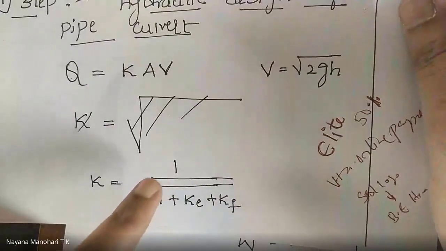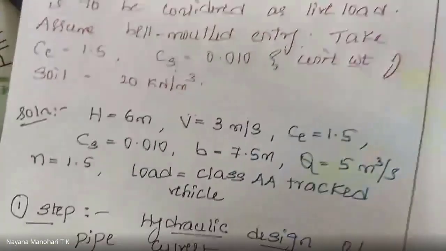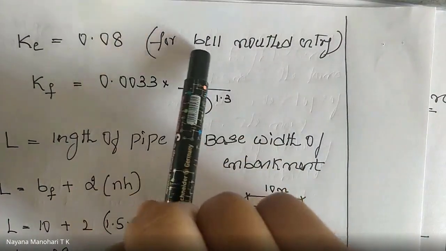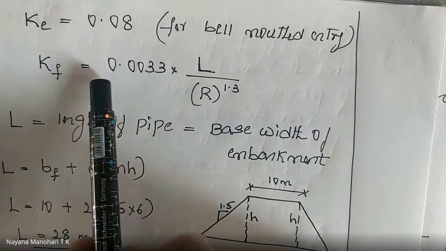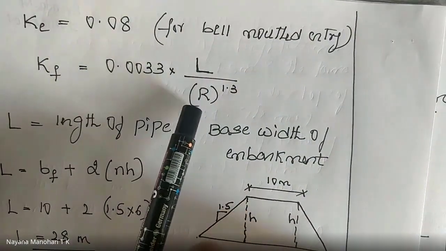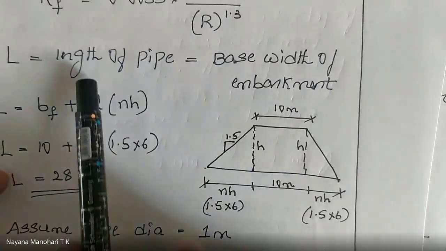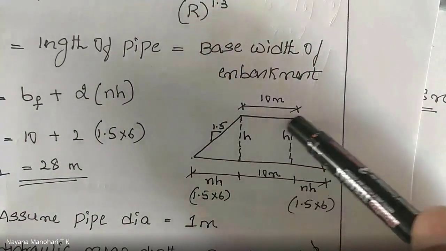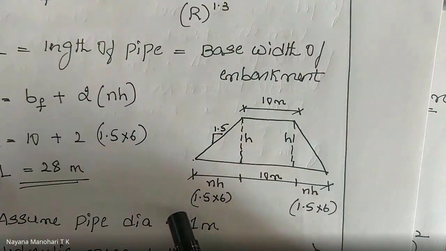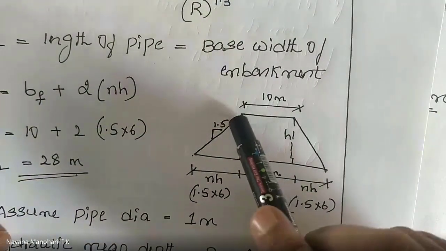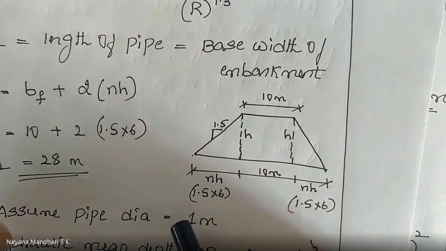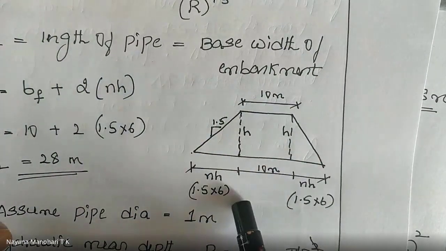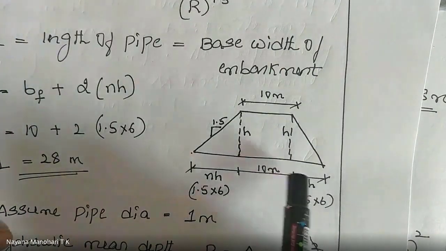K is given by 1 over square root of 1 plus KE plus KF. Here KE equal to 0.08, you need to remember that value if it is for bell mouth entry, and the KF is given by 0.0033 into L divided by R to the power of 1.3. L is the length of the pipe. How are you going to calculate the length of the pipe? You have to consider the cross section of the embankment. It is in the shape of a trapezoid. The slope of that embankment they have specified is 1.5. The formation width of the road is 10 meter. The base width of this embankment will give you the length of the pipe.